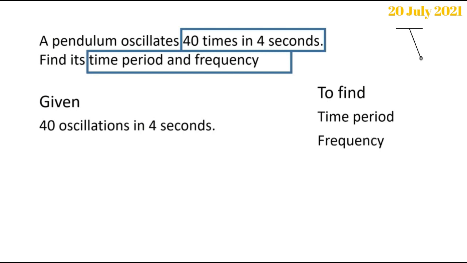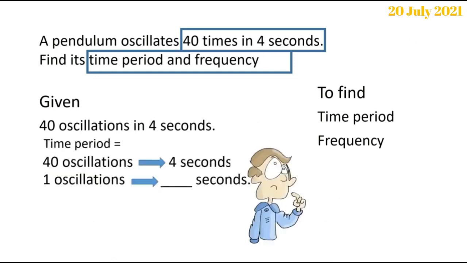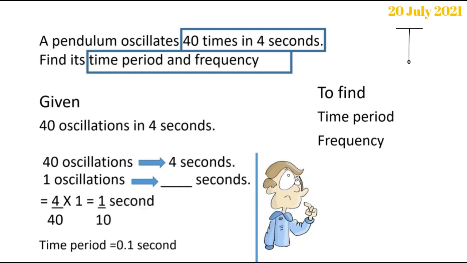Now think, give me the idea how to find time period. So what is the definition of time period? Time taken for one oscillation. So very simple. 40 oscillations in 4 seconds. So one oscillation is in how many seconds? Simple, 4 divided by 40 into 1. That will give you 1 by 10 second. So time period is 0.1 second.